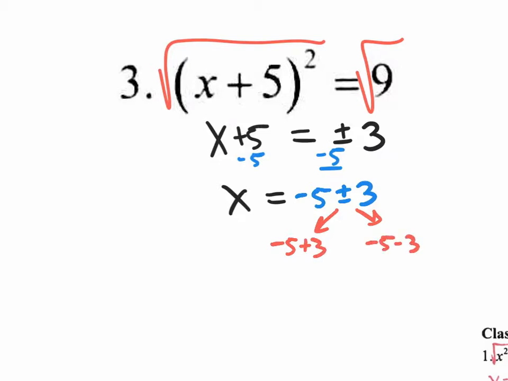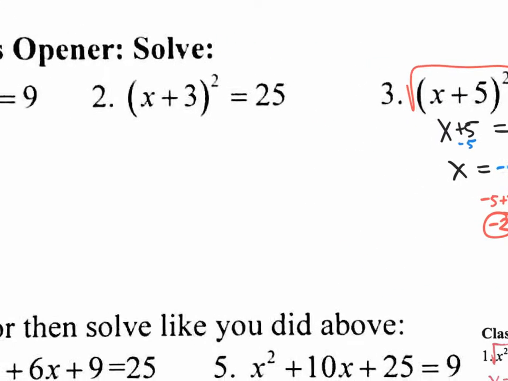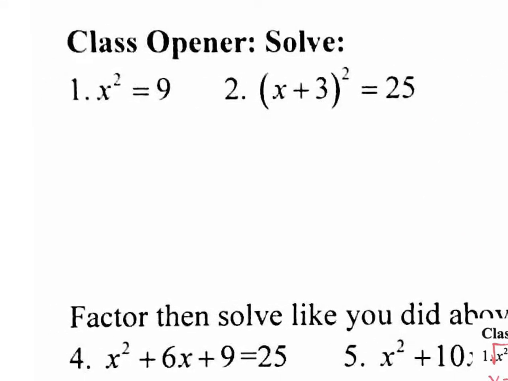So negative 5 plus 3, that's going to be a negative 2, that's one answer. Negative 5 minus 3, it's going to be a negative 8, that's your other answer. Does everybody understand what I just did? Excellent. Okay, so now you guys could go back and do number 2 and number 1. Go for it. Actually, you know what?